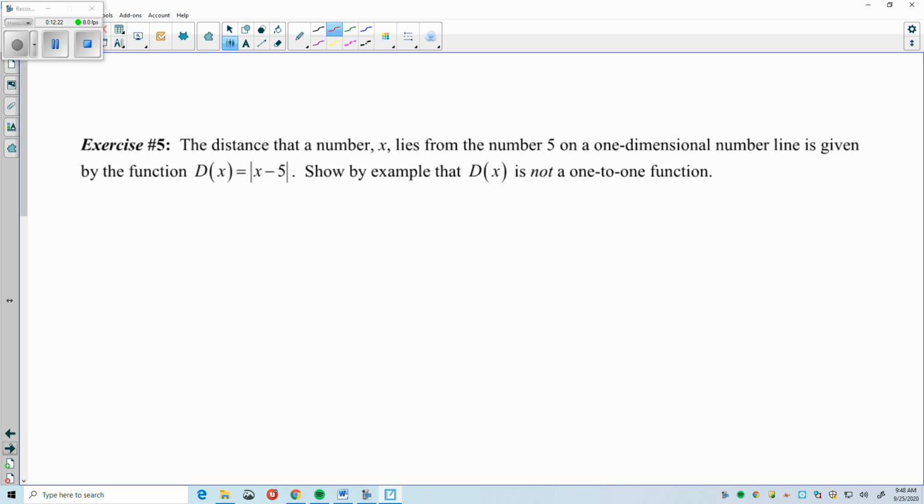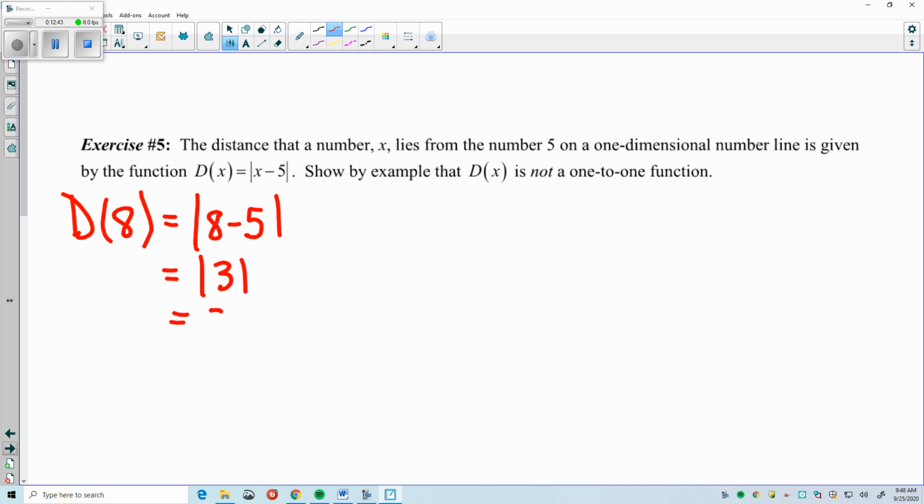Okay, so let's say, for instance, I want x to equal 5. I'm sorry, x to equal 8. We're going to evaluate the function at 8. So I'm going to plug in an 8, and we're going to simplify. So 8 minus 5, I get 3. And the absolute value of 3 is 3. So my function, when evaluated at 8, gives me 3.